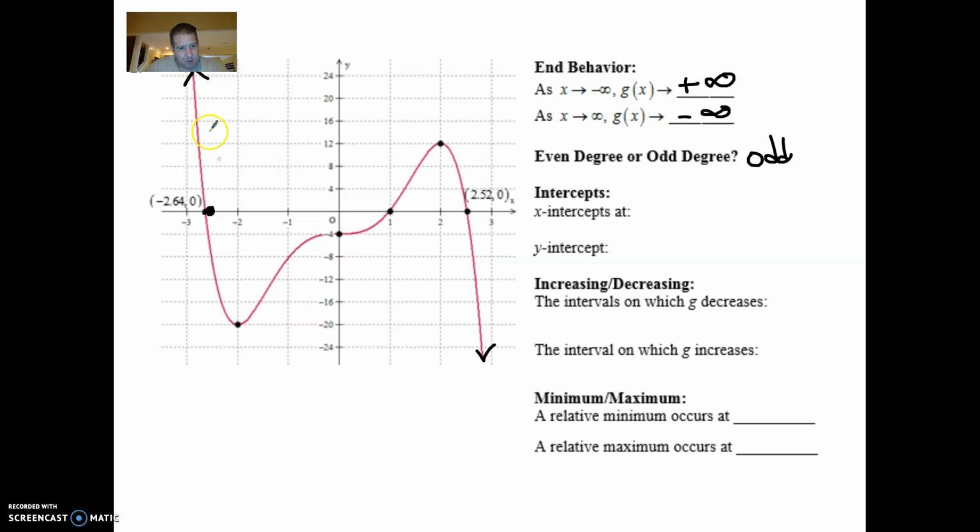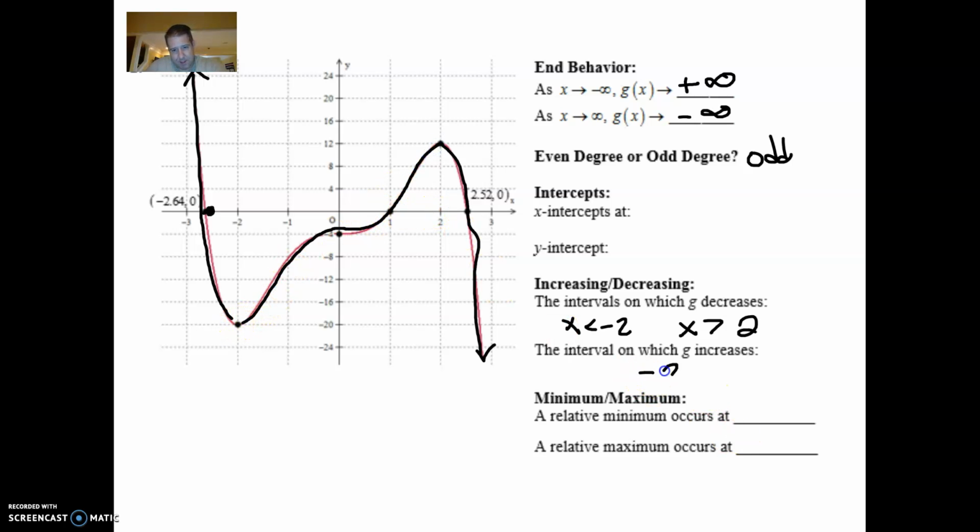It's increasing, decreasing first. Okay, so it's decreasing when x is less than negative 2, and it's also decreasing when x is greater than positive 2. So it's decreasing here and here, and everything in between is going up. So between negative 2 and positive 2, it's going up. So anytime x is between these two.